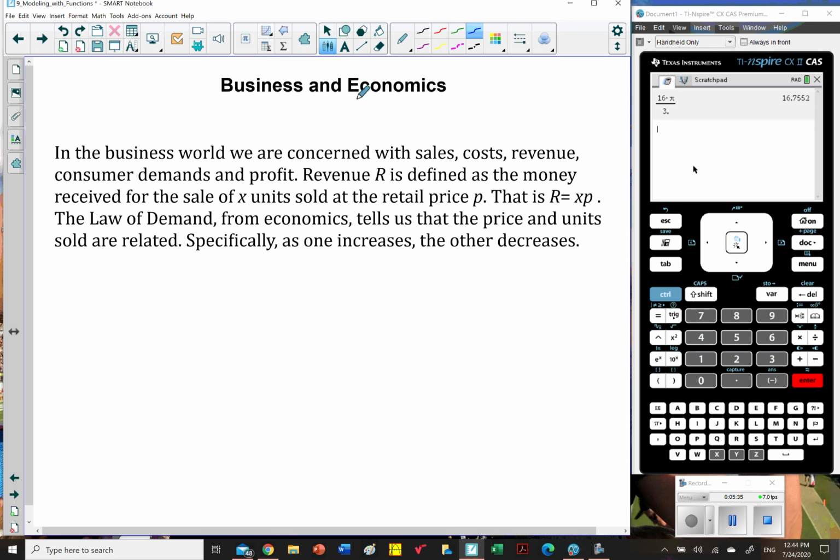Now we're going to look at some business and economic problems. I know on the AP exam they've started asking similar questions in context to business for business calculus. We want to look at some terminology related to business, like the revenue. Revenue is the amount of money that you bring in for selling X number of units at some retail price. So that formula would look like that.